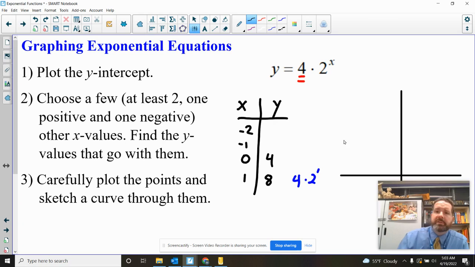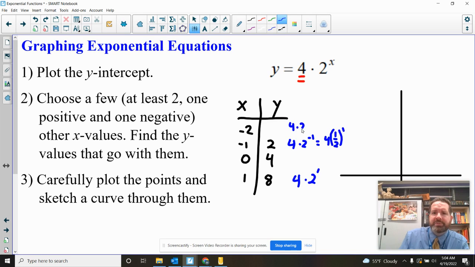In the other direction, when I put in a negative exponent, 4 times 2 to the negative first power, remember what a negative exponent does. Flips that 2 upside down, makes it into a 1/2 to the first power. So the negative flips, the 1 stays behind. Well, a half to the first power, that's just a half, and half of 4 is 2.